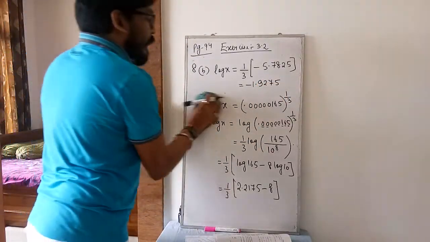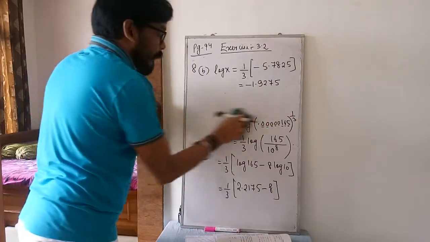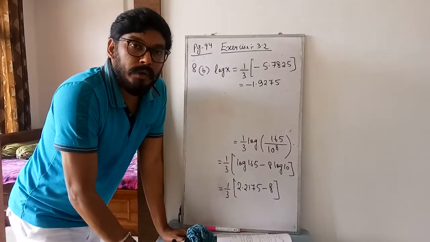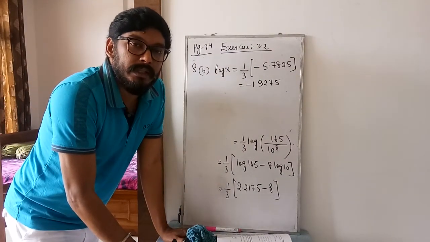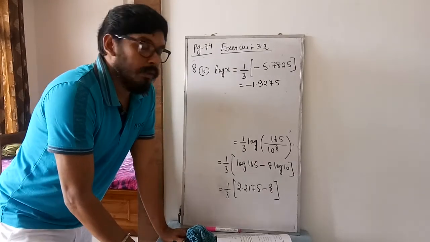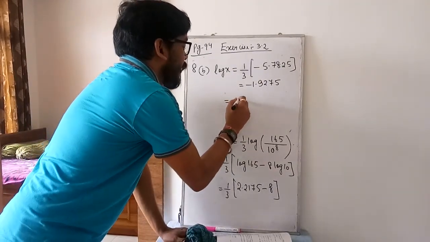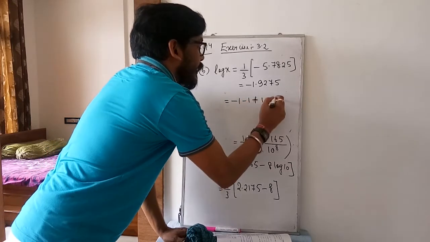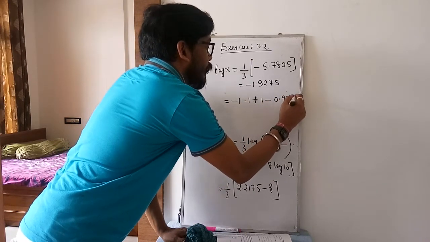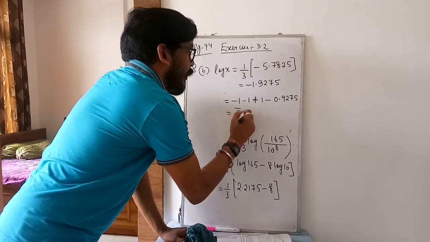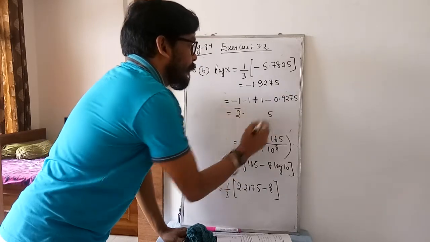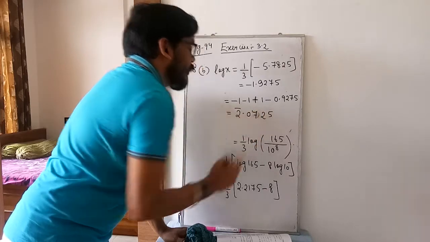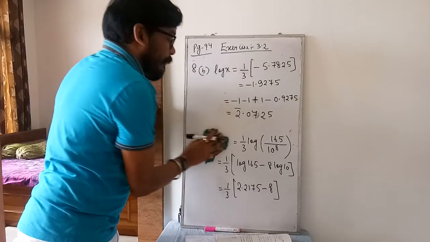So log x you got a negative result. If you remember and if you have followed the class sincerely, I have said, whenever you find the log of any number and you get a negative answer, you will do minus 1 plus 1, because the mantissa part should be positive. So minus 1 plus 1, minus 0.9275. So it will be 2 negative point. If you subtract it, 10 minus 5 is 5, 9 minus 7 is 2, 9 minus 2 is 7, and 9 minus 9 is 0, so 2.0725. So you got this.